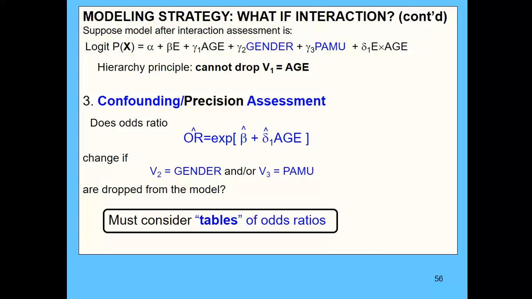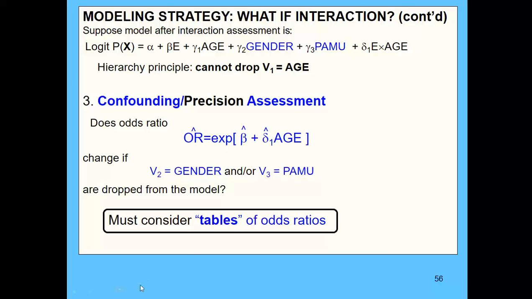But now, do I have just one odds ratio to worry about? Well, the odds ratio is different depending upon what age is. If age is 30, I plug 30 in here with beta hat and delta 1 hat, and I get a different number than if age is 40 or 50. So I'm getting different values for the odds ratio depending upon the effect modifier. That's what effect modification means: the effect of exposure differs depending on the effect modifier. So the problem is I'm not getting a single odds ratio, because I get a bunch of them. So how do I assess confounding?